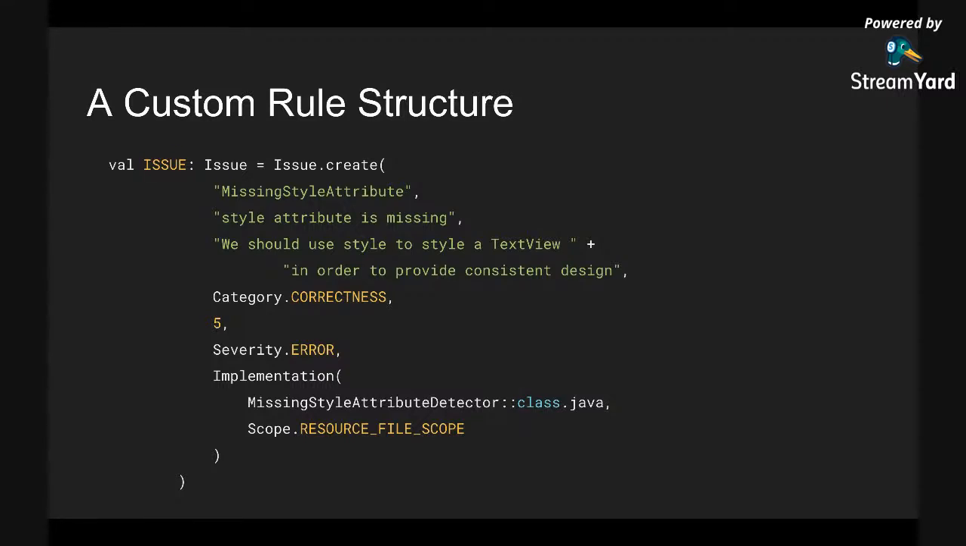Next comes the severity. As we had mentioned, the severity could be informational, warning, error, or fatal. In our case, we want it to be an error because we strictly want styles to be applied to text views. And then comes the implementation part. You have the issue, but the issue also needs to link to your implementation of the rule. There you mention the class. So it's not just the class name, it's class.java because it needs a class. This is a reference to where your implementation lives, and also the scope. So in this case, the scope is resource file scope.